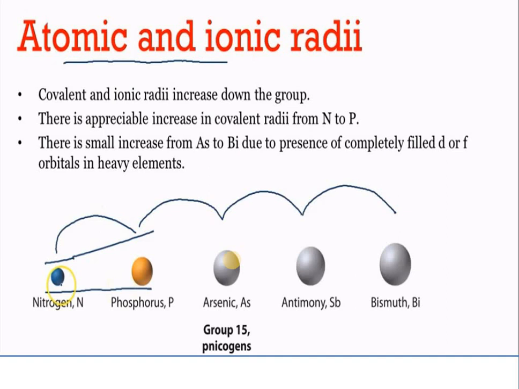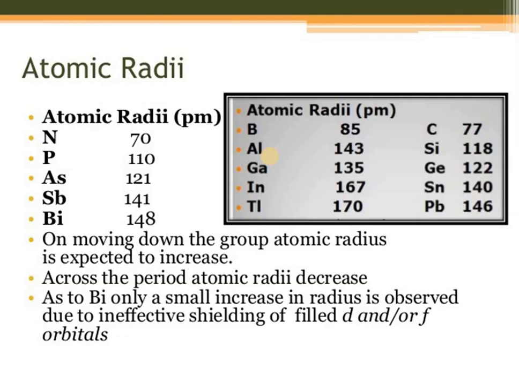There is the filling of d or f orbitals, which have poor shielding effect, which leads to a decrease in the size a little bit. Although it is increased compared to nitrogen, phosphorus, arsenic, relatively it increases less. So here the same thing: atomic radius 70 for nitrogen, and boron belongs to group 13. Going from group 13 to 14 it decreases, meaning group 14 and group 15 elements have lesser atomic size as compared to group 13. Okay, in a period atomic radii decrease, that is the meaning.